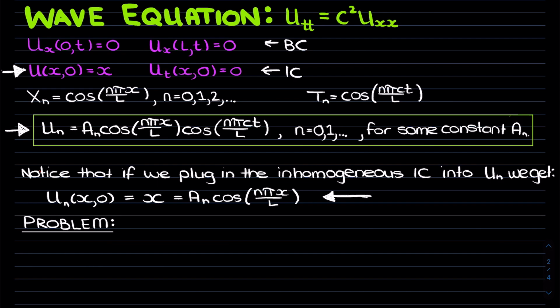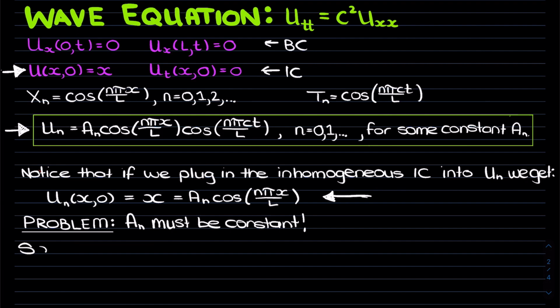The problem with this is that we have previously defined a of n to be a constant. So if we solve for a of n there, we're going to get x over cosine n pi x over l. So the problem here is that a of n must be constant. So we need another way of doing it.